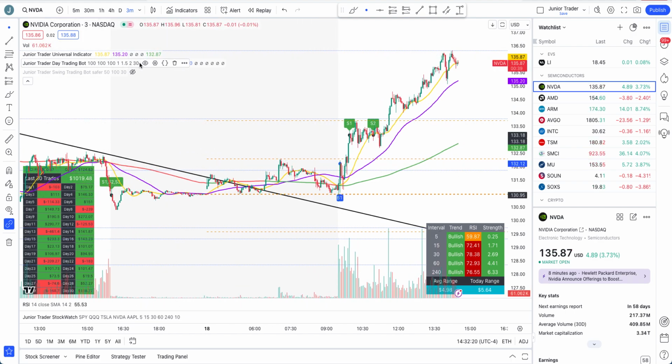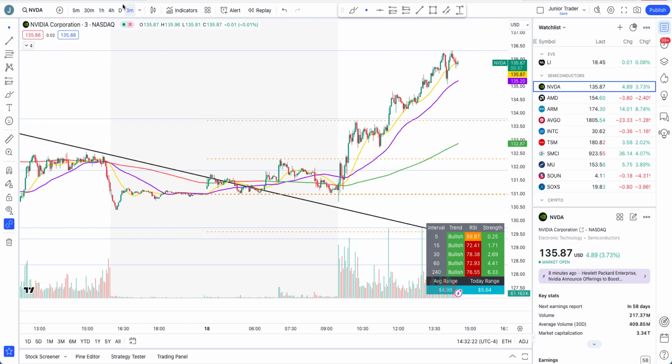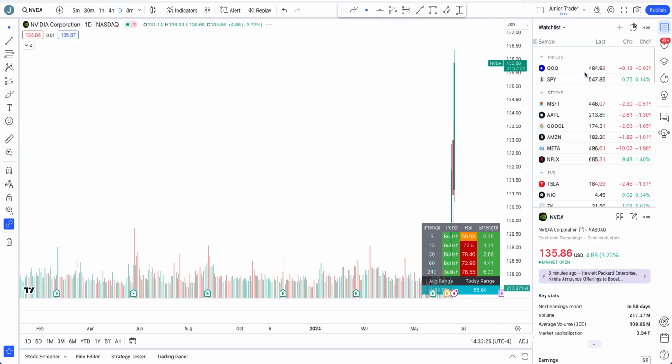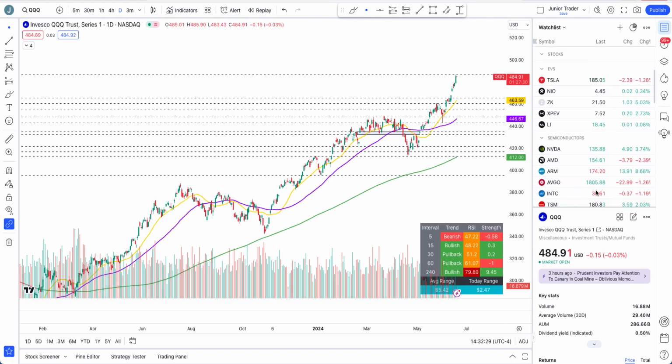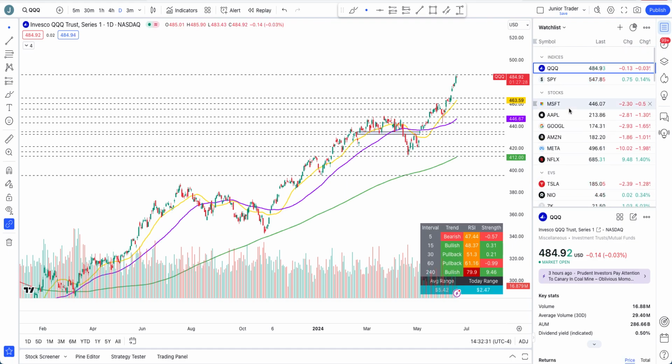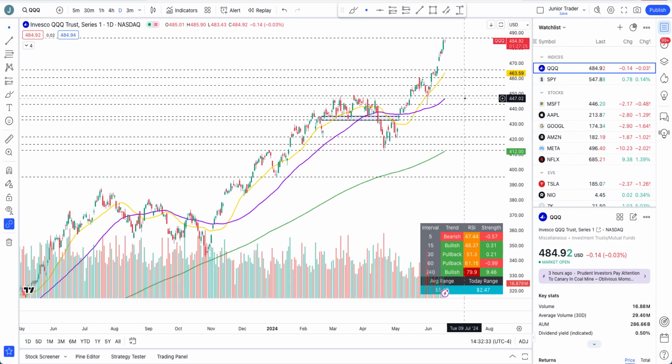All right, so let's take a look at QQQ and SPY as well before wrapping up for AMD. One video on Tesla will be coming out like regular. Tesla is looking good as well.